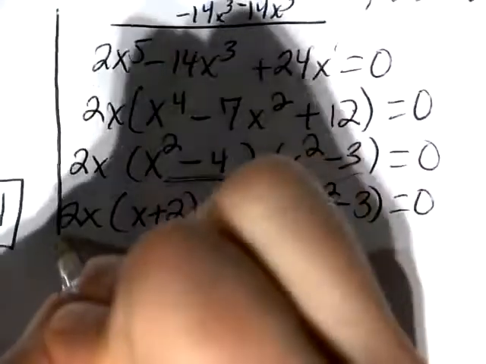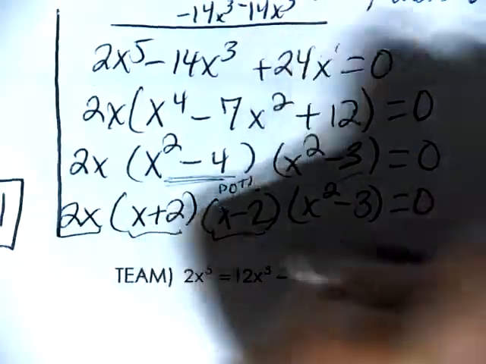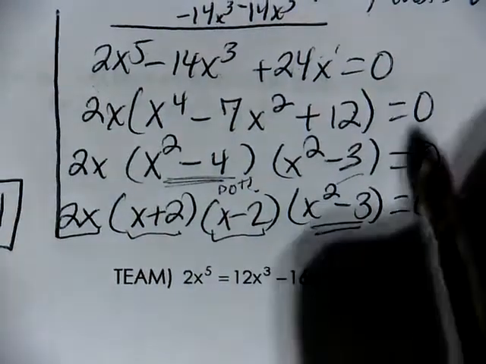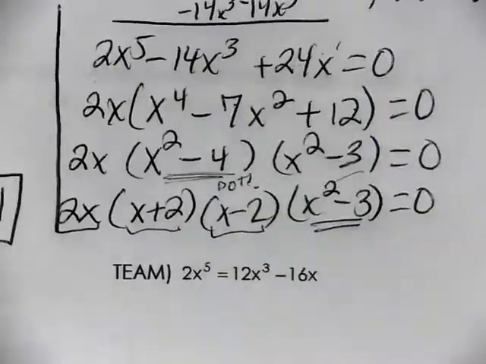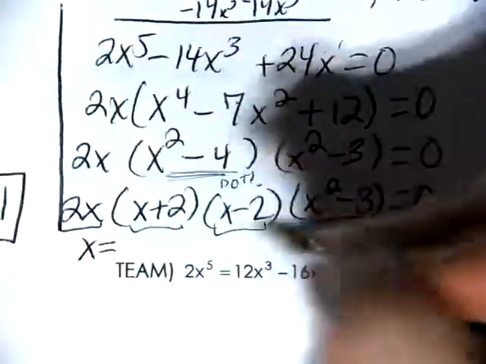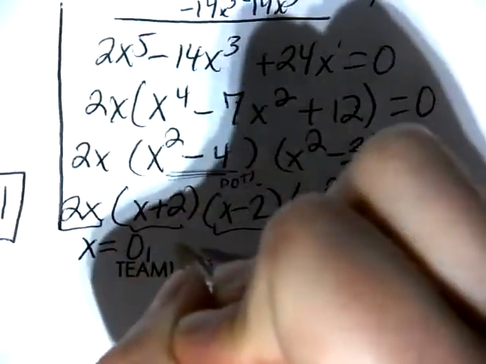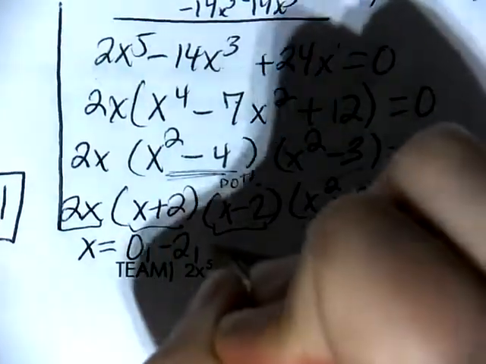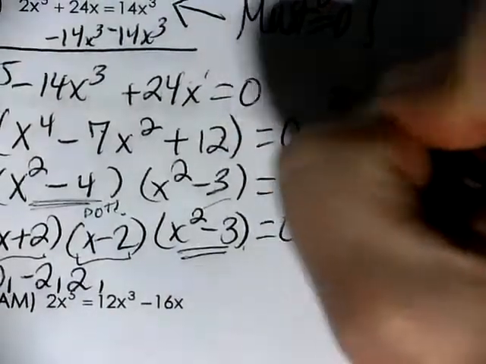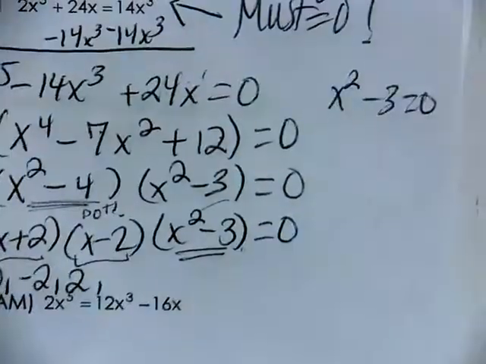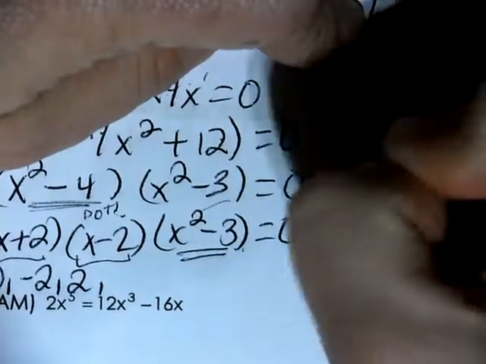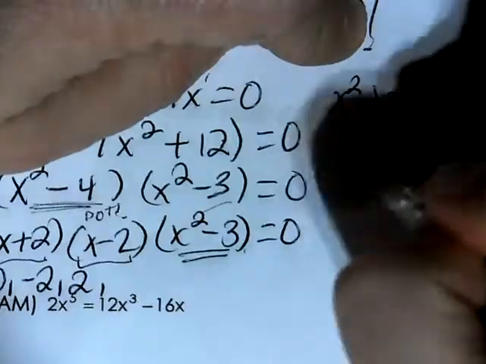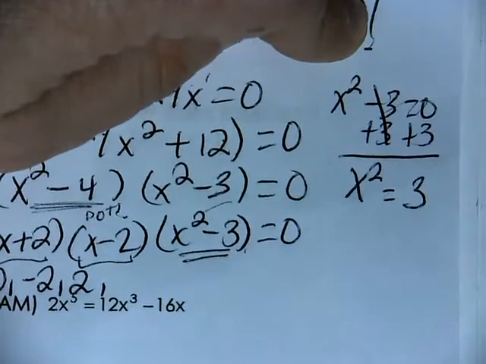So I can now set each piece containing a variable equal to 0, but I'm going to warn you, please, please, please be careful whenever your variable is raised to the 2nd power. I'm going to show you what that one's going to look like in just a second. So far I have x equals 0, and x equals negative 2, and x equals positive 2, but over on the side, I am going to set x squared minus 3 equal to 0, and I'm going to solve for x using square roots. I'm going to start off by adding 3 to both sides so that I can get x squared alone. It's going to equal 3.